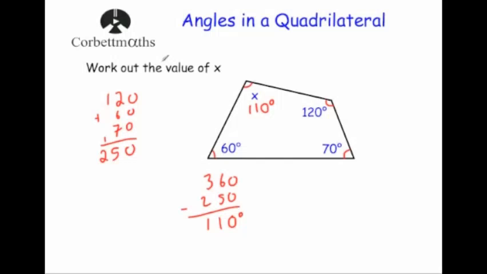So they're quite common questions where you've been given a quadrilateral, you've got 3 angles, and you need to work out the 4th one. You just add them together and take it away from 360.